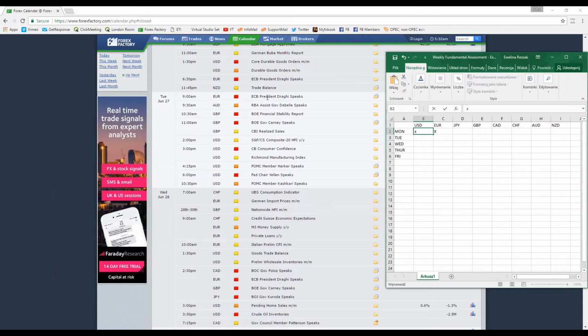Then tomorrow morning we have Draghi, we also have Carney and the Bank of England financial stability report. Now this is another thing which could provide quite a lot of volatility in regards to the pound. So tomorrow morning we will put down a large X for the pound, and we will also put down another large X for the euro.